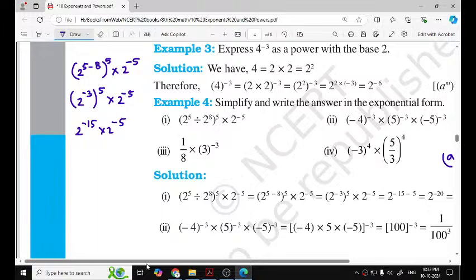Bases are same, product of numbers, so addition of their powers, which is actually 2 raised to minus 15 minus 5. So answer is 2 raised to minus 20, which can be written as 1 upon 2 raised to 20.